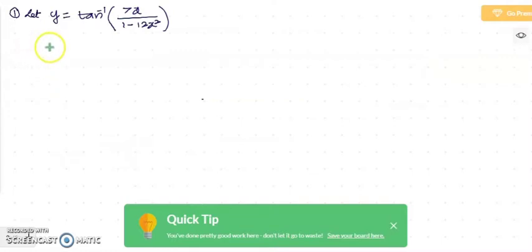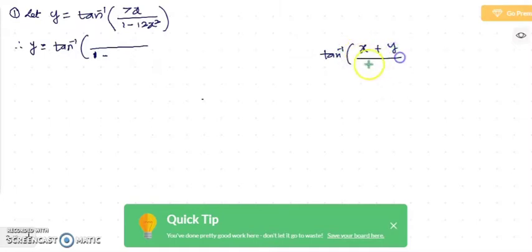See the first example: y is equal to tan inverse of 7x upon 1 minus 12x square. So we shall rearrange it before differentiation. We shall write y equal to tan inverse of 7x upon 1 minus 12x square. Now I shall look at the formula tan inverse of (x plus y) upon (1 minus xy), because it looks like that, this negative sign is there.